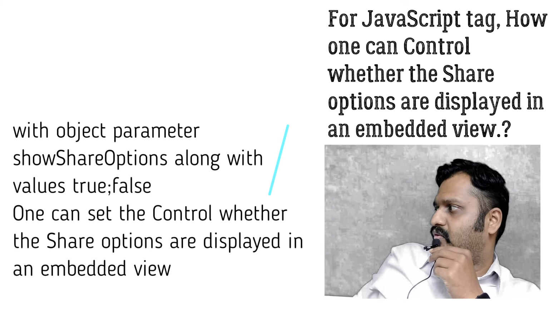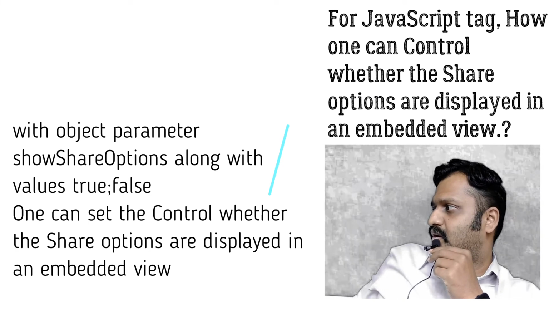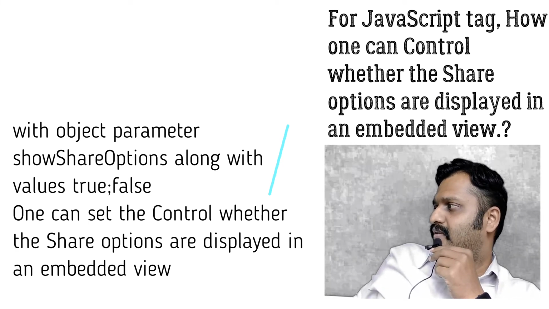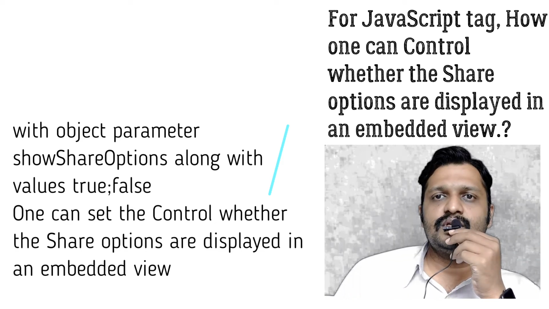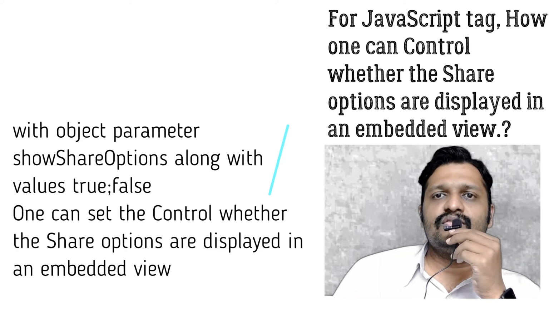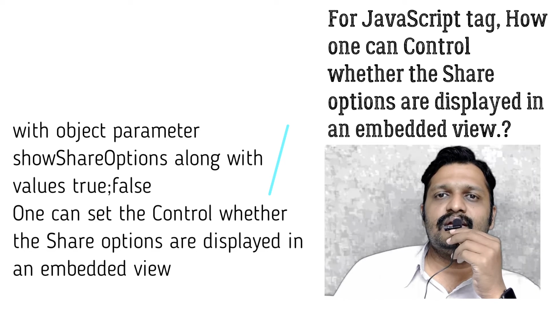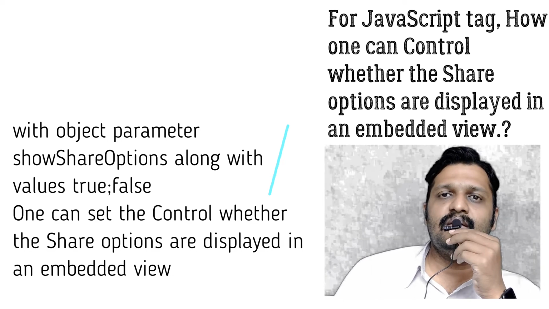Next question. For JavaScript tag, how can one control whether the share options are displayed in an embedded view? With object parameter show share option along with values true or false, one can control whether the share option is displayed in the embedded view or not.